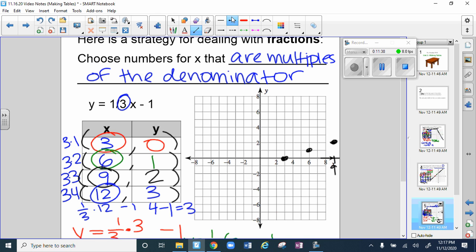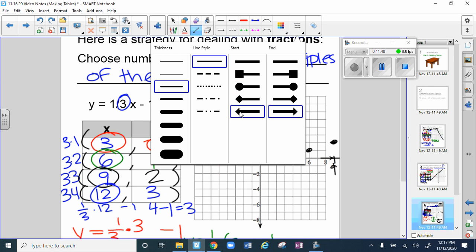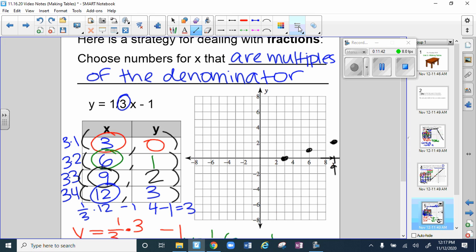The more points that you put on your graph, the easier it's going to be to draw a straight line, because you'll have more points to help guide you and where you're going. So I've got my straight line there. If I had more points, it would be easier to draw my line. I would have a more accurate graph.